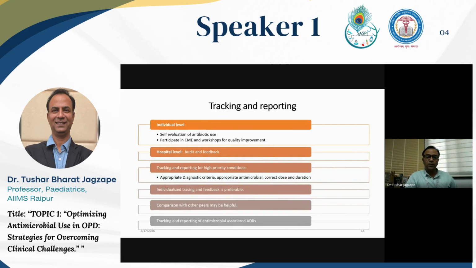Tracking of appropriate diagnostic criteria, tracking and reporting for high priority conditions: what diagnostic criteria were used, what antimicrobials were prescribed, whether the dose and duration were correct or not. Then it is advisable to individualize this tracking and provide individual feedback. Comparison with peers may be helpful, and antimicrobial resistance reporting and ADR reporting, that is adverse reactions because of antibiotics, should also be increased because that will help in improving practices. Next, please.